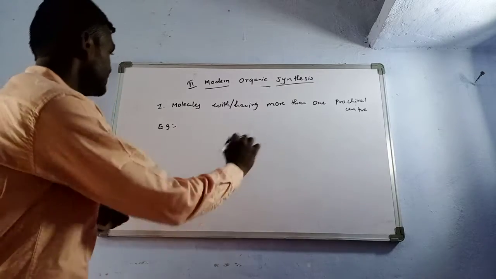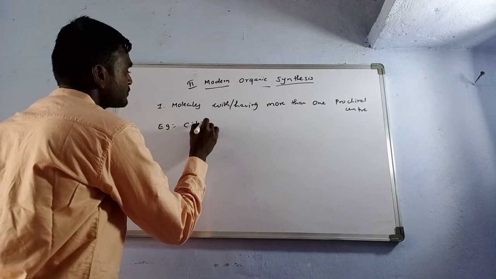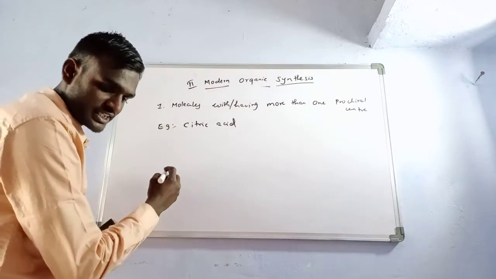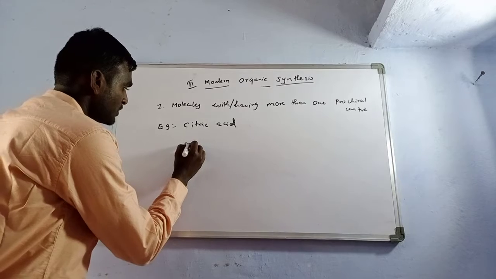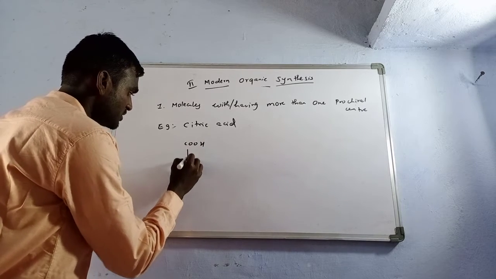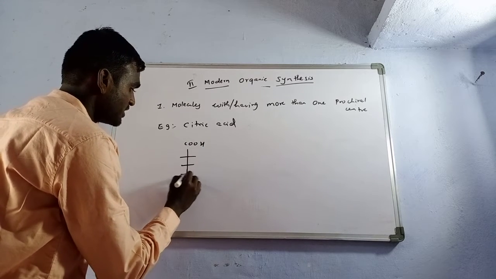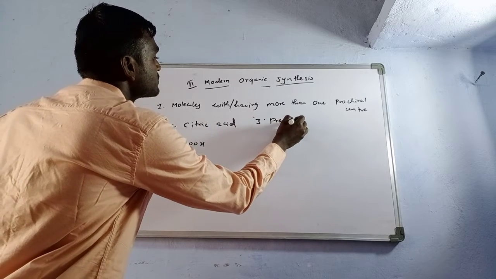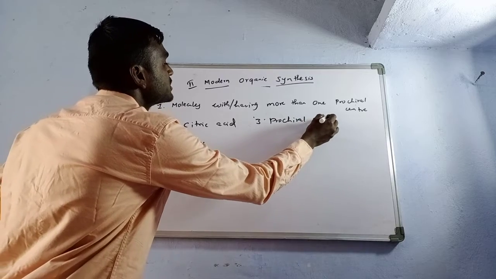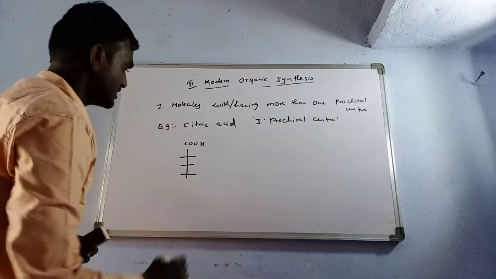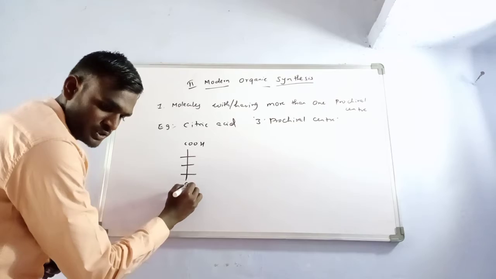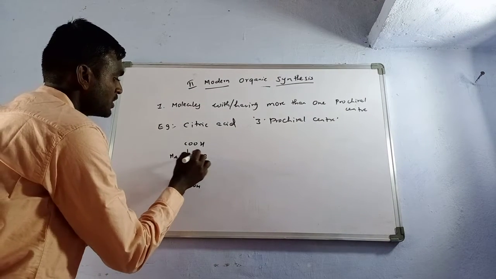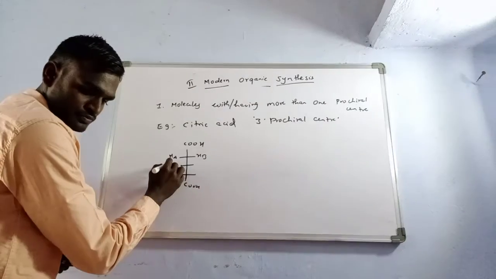Okay, let's see the citric acid example. Now we are writing the molecule in the Fischer projection formula. Citric acid has three prochiral centers. Here the acid group is there. Now we are labeling like this, HA and HB, and this is the acid group.